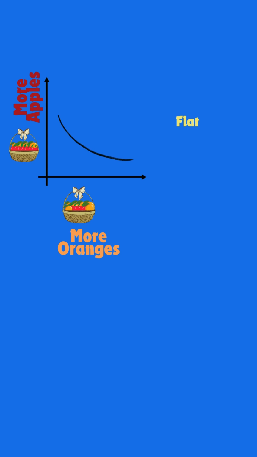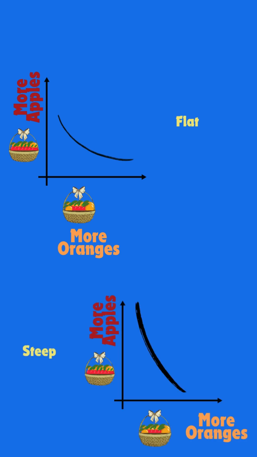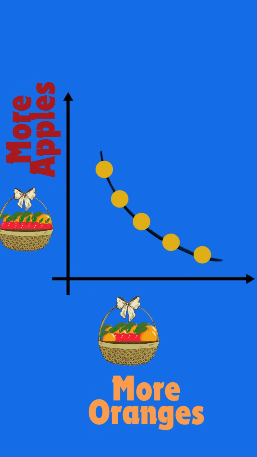If it's flat, it means you're willing to trade a lot of apples for an orange. If the curve is steep, it means you're willing to trade a lot of oranges for an apple. Thus, an indifference curve represents a graph showing different combinations of two goods or services that provide the same level of satisfaction and utility to a consumer.